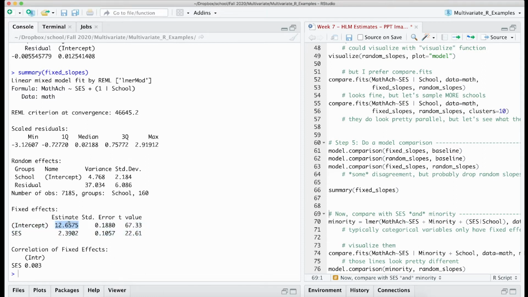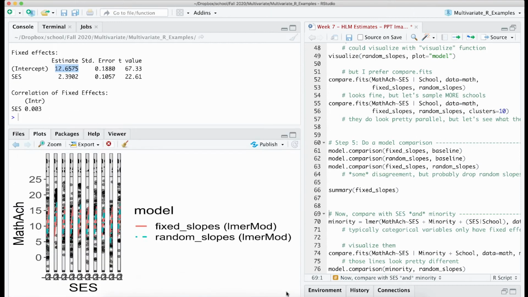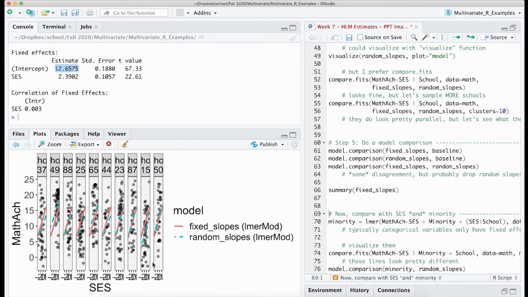So intercept of 12.65, what does that tell us? That tells us that when one's socioeconomic status is 0, which I believe is equal to the mean. Let's see if it's centered on 0.